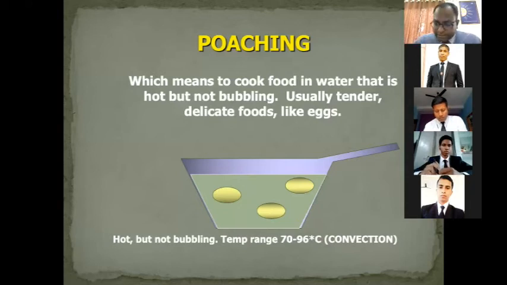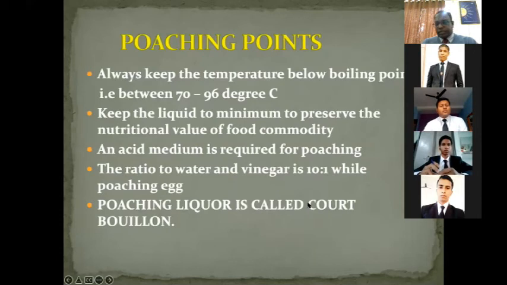Clear, guys? Is it clear? Yes. What is poaching? How is it different from boiling? Poaching is different from boiling because poaching temperature is always kept between 70 to 96 degrees Celsius, while in boiling temperature goes above 100 degrees Celsius. The liquid which is used for poaching is always used to make accompanying sauces.